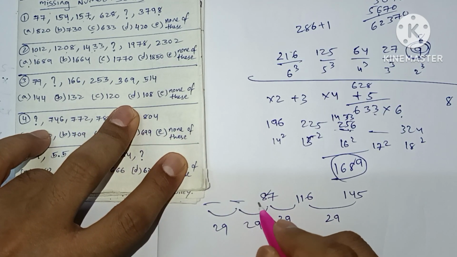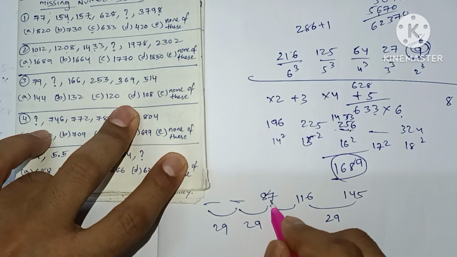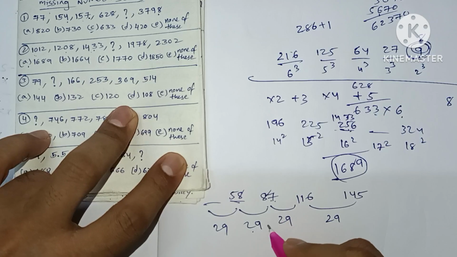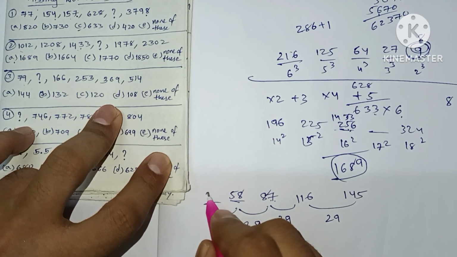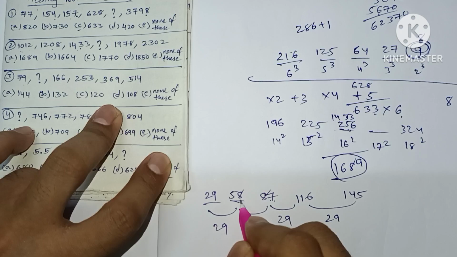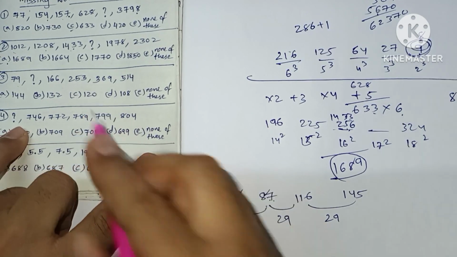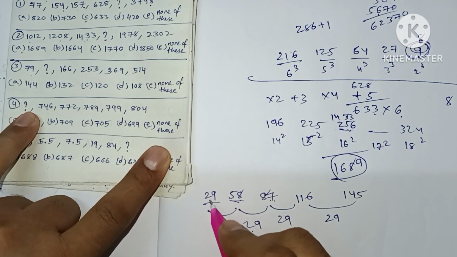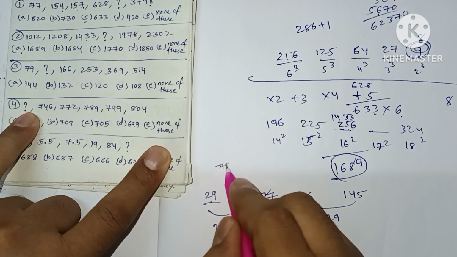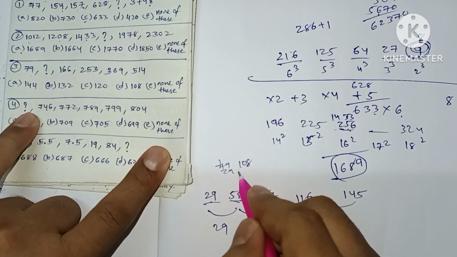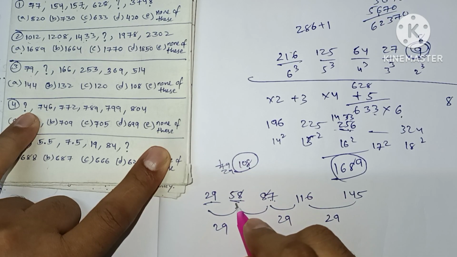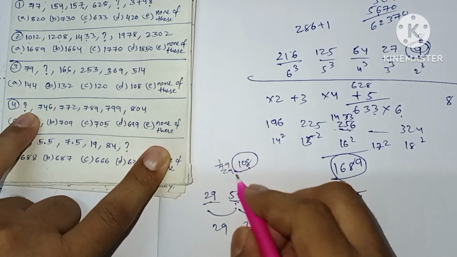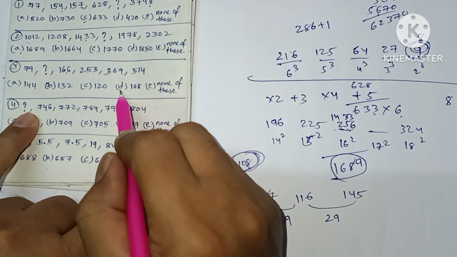Adding 29 we get 87, meaning 58. 58 plus 29 will be 87. So here must be 29 plus 29, which will be 58. So the first number is 79. 79 plus 29 will be 108. 108 plus 58 will be 166. So we got this one. So our answer will be 108. Option D is our answer.